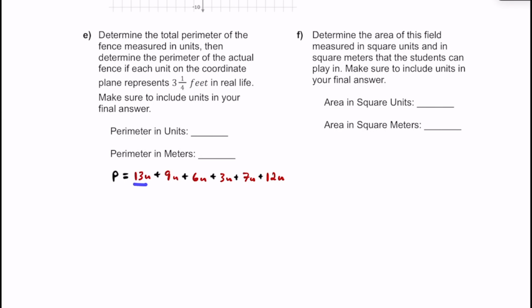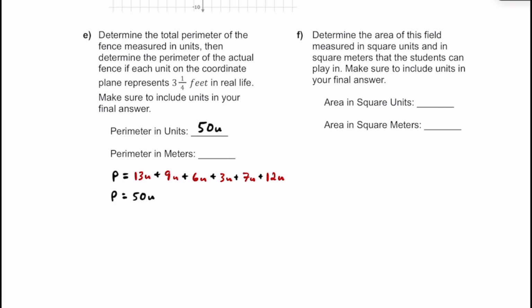Let's see here. 13 plus 9 is 22. 22 plus 6 is going to be 28. Plus 3 is 31. 31 plus 7 is going to be 38. 38 plus 12 is going to be, I believe, 50. So I think the perimeter here is going to be 50 units all the way around this shape. So 50 units, I believe, will be the perimeter.